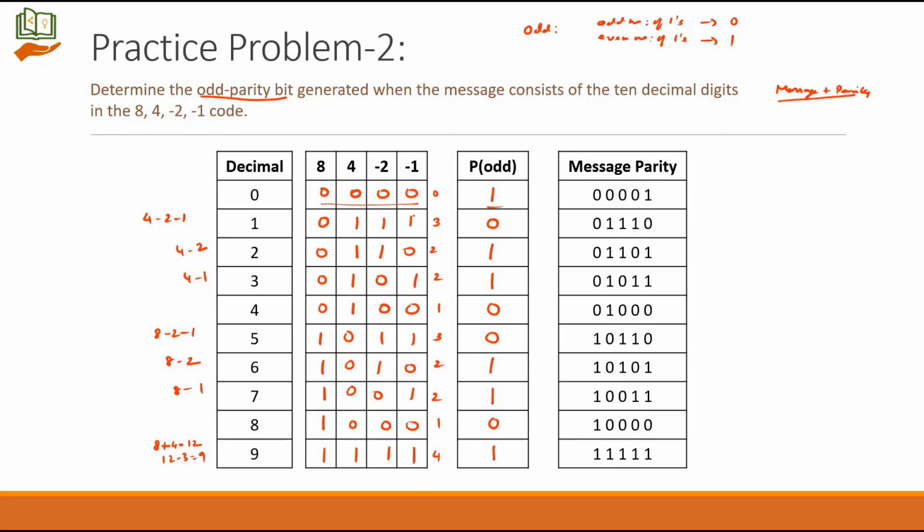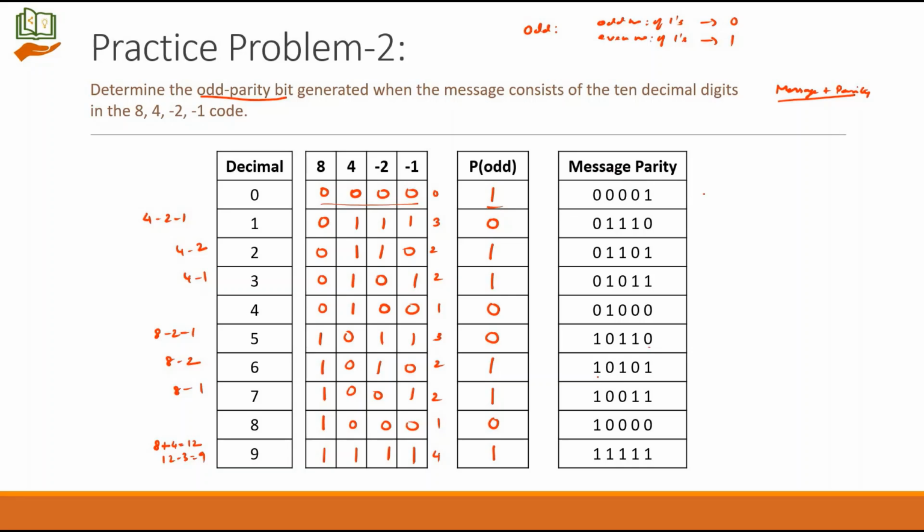The first is 0 triple 1 and 0. Then we have 0 double 1 0 with a 1. Then 0 1 0 1 with another 1. 0 1 0 0 with a 0. 1 0 1 1 with a 0. 1 0 1 0 with 1. 1 double 0 1 with 1. 1 triple 0 with 0. 4 ones with a 1.